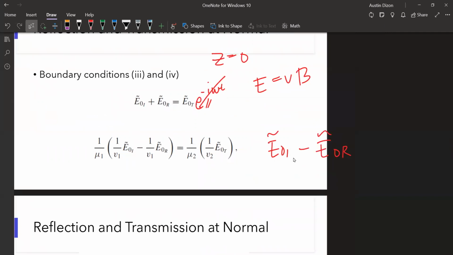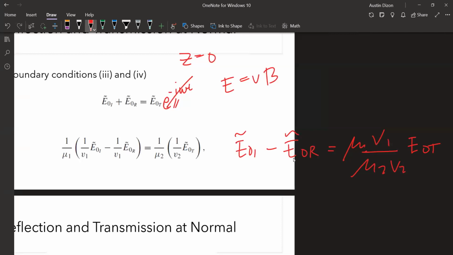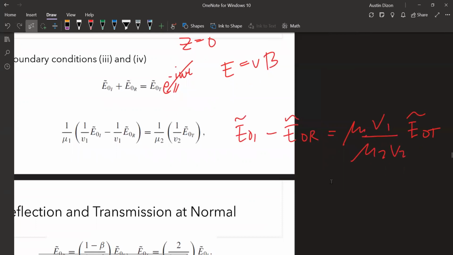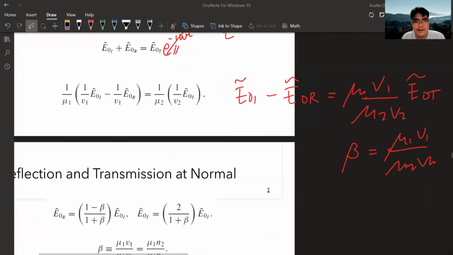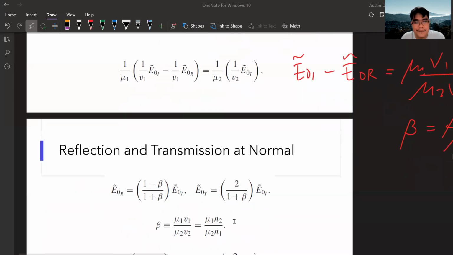I can do this, factor out V1, 1 over V1, then your right-hand side would be mu1 V1, mu2 V2. Then E naught T. Okay. Then you can write this down as beta. Let's write down beta as equal to mu1 V1 over mu2 V2. Okay? Ang goal natin is to get the reflection and transmission.